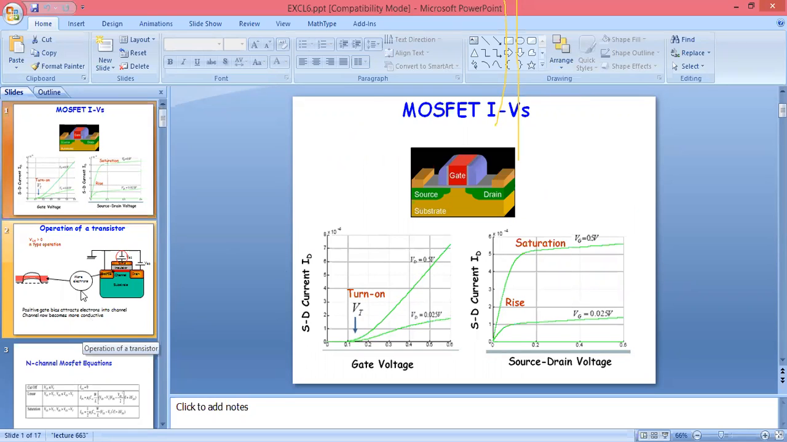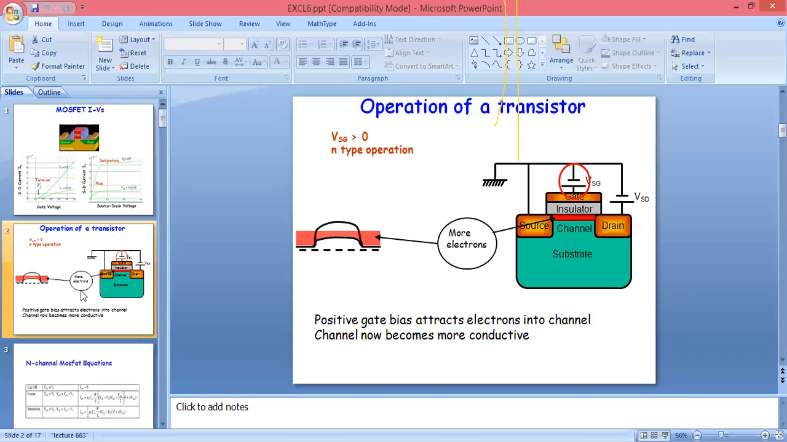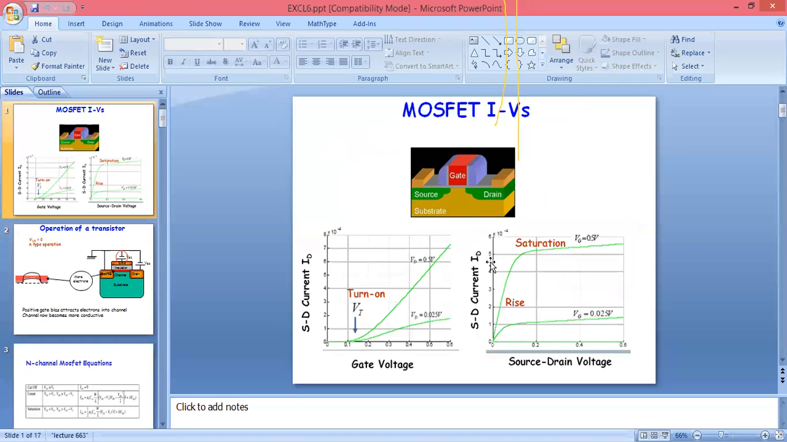If you again apply VGS with a small value of VDS, and if VDS becomes greater, then you can see the ID current increases with the value of VDS also. But if the applied drain to source voltage becomes such that VGS minus VDS equals the threshold voltage, then the value of current remains constant. This region is called pinch off of the channel, or we can call it the saturation region.